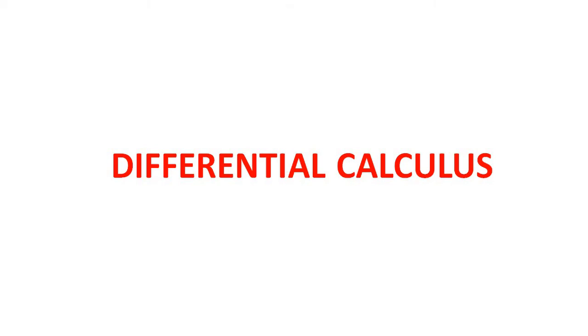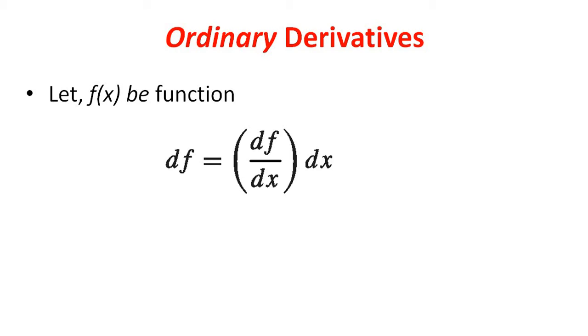Differential calculus. Ordinary derivatives. Let f of x be a function, then df can be written as df is equal to df by dx into dx. If you are taking dx from RHS to LHS, then LHS will be df by dx, RHS also will be df by dx.